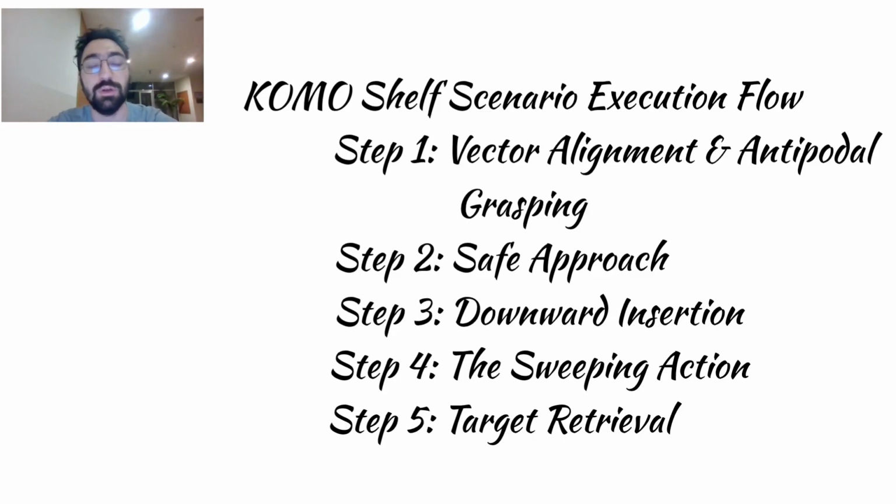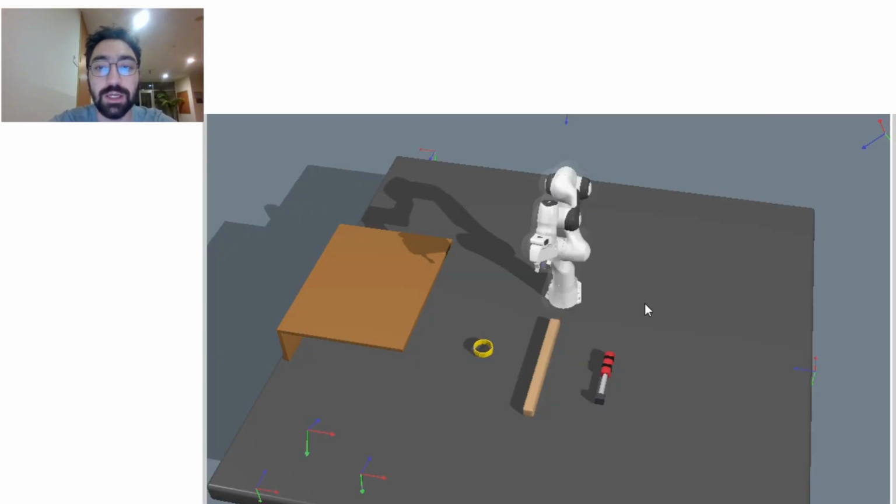In step 2, the safe approach. Maintaining this strict orientation to prevent collisions, Como plans a safe path to navigate the tool to an entry waypoint near the edge of the shelf. In step 3, we have downward insertion. Como smoothly lowers the tool directly downward to the operational height required to reach under the shelf.